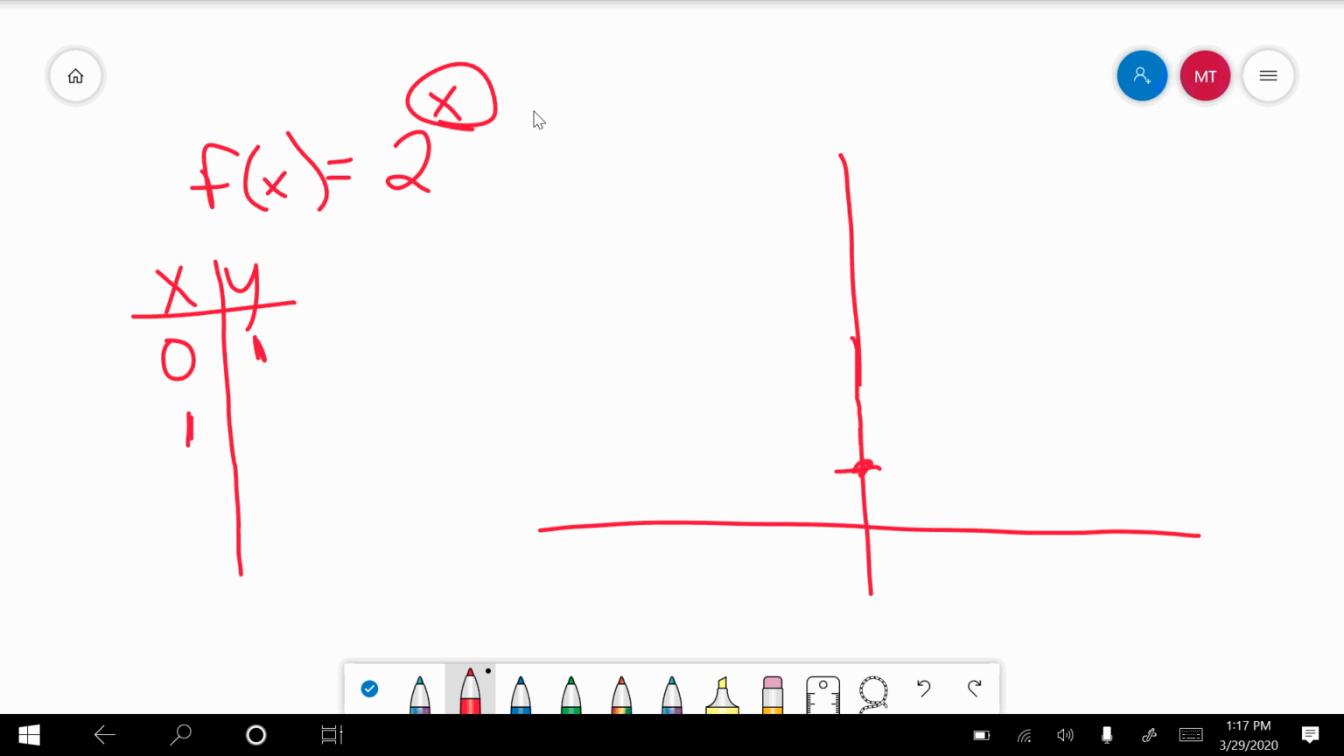If I put in 1, 2 to the first power is just a 2. Go over 1. There we go.